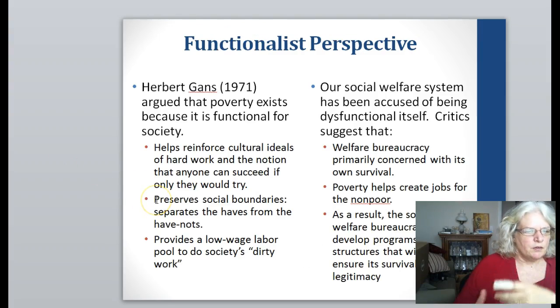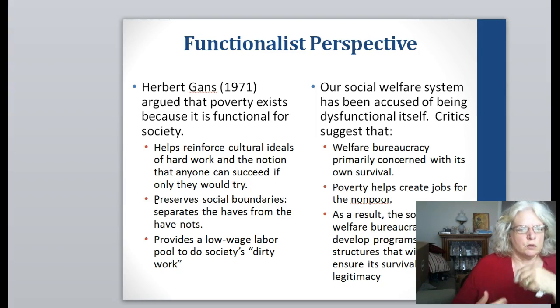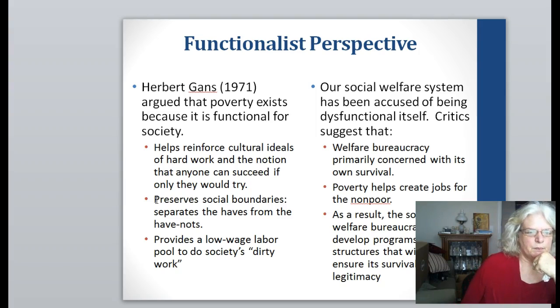Now, as we look at this, we see that society and this issue, from a functionalist perspective, argue that poverty exists because it's functional for society. We set social boundaries, and it provides labor for those who do less, doing the dirty work that needs to be done by society. Social welfare systems are part of the dysfunction itself and create this welfare bureaucracy.